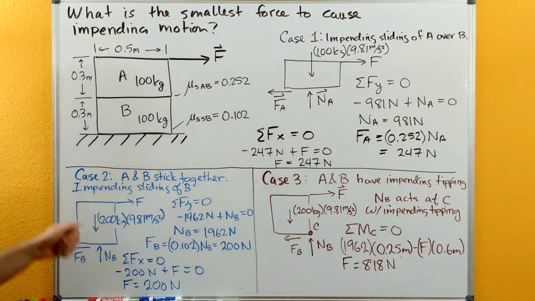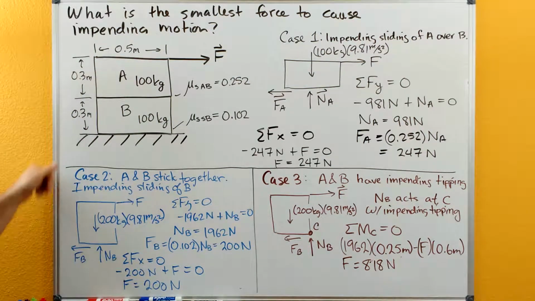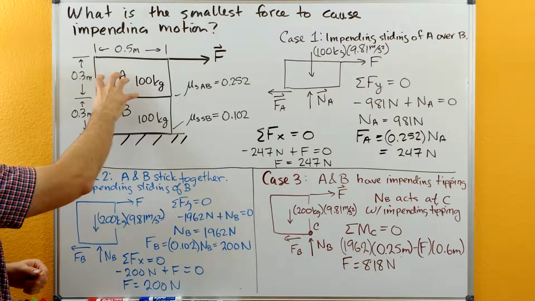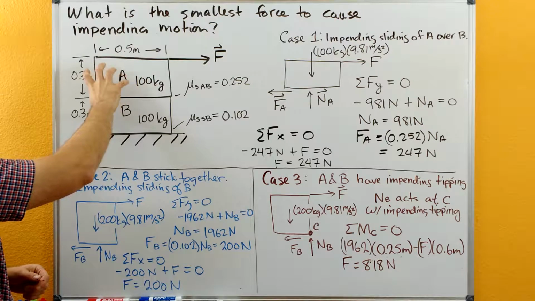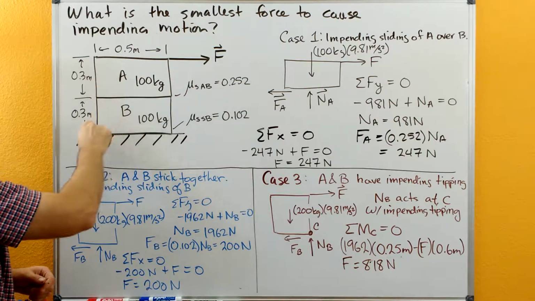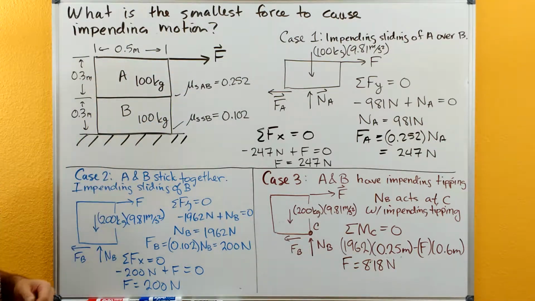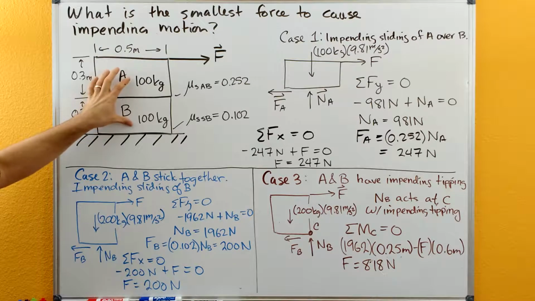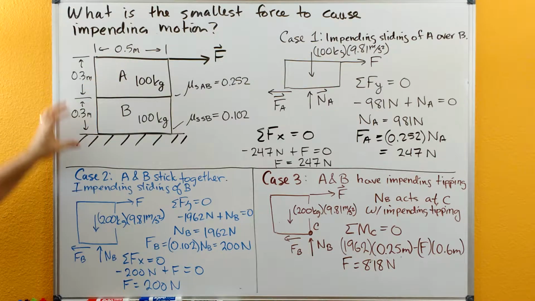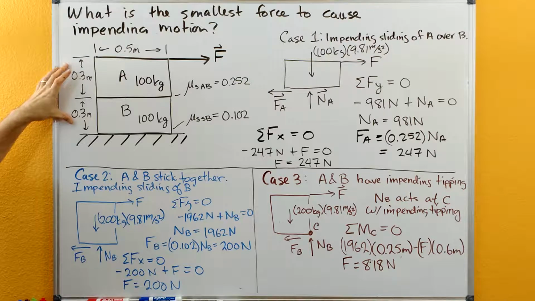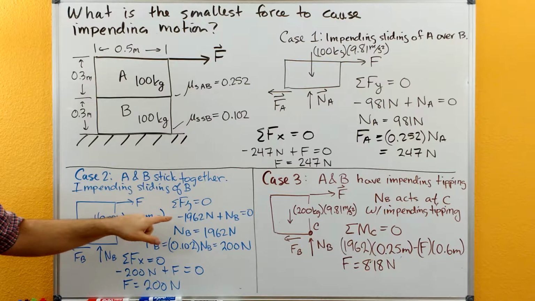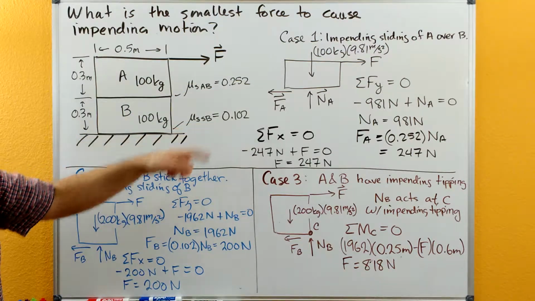But we also need to look at the case where we have A and B sticking together, and when we pull on them, they slide not over each other, but they stay stuck together, and the whole thing slides where B is touching the surface. So now we're going to draw our free body diagram where we're showing them together. So we're using the combined mass of 200 kilograms, using the combined distance of 0.6 meters here as the height, and really do a similar kind of process that we did over there.